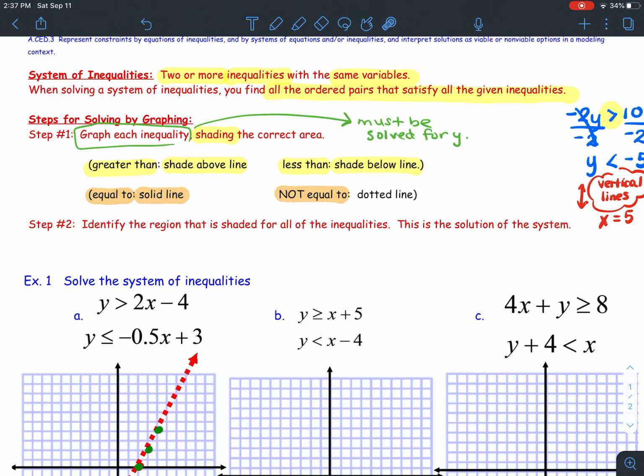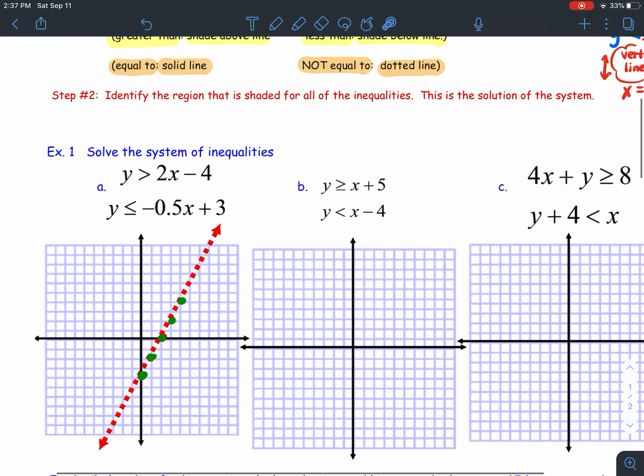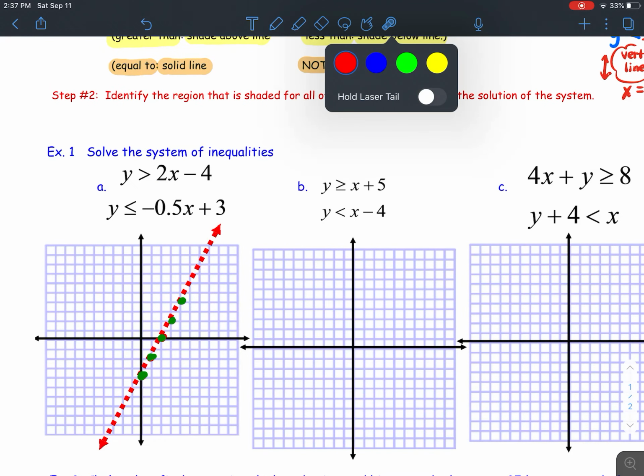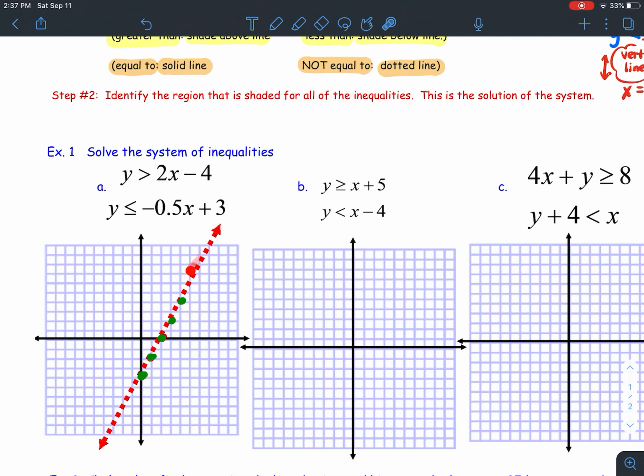If there is not an equal to bar, like here's just a greater than, here's just a less than, when you graph, the line should be graphed as a dotted line. You can see this example here, how this is just a dashed or dotted line. Okay.